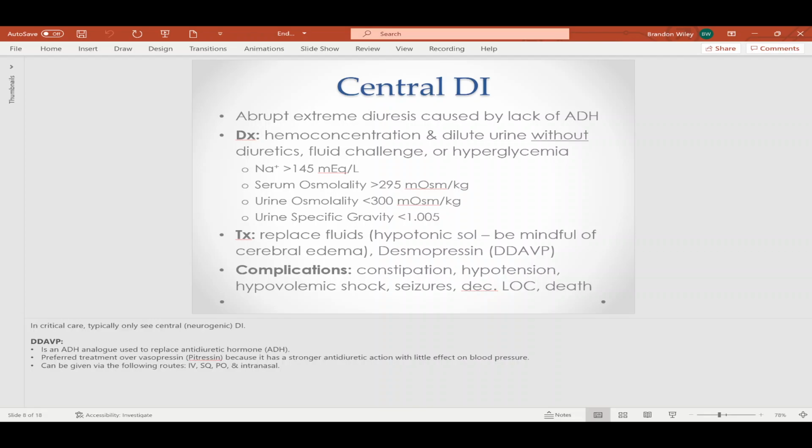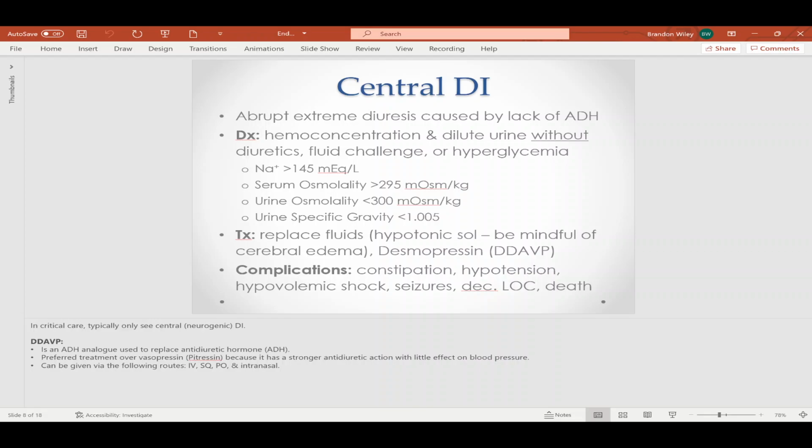So our treatment for these patients, what's going to be our primary goal? Yeah, we're going to replace our fluids. We're going to use a hypotonic solution, but remember these patients, especially in our central DI, are going to have head trauma. So you have to play a mind game, a balance between cerebral edema and replacing fluids with your hypotonic saline.